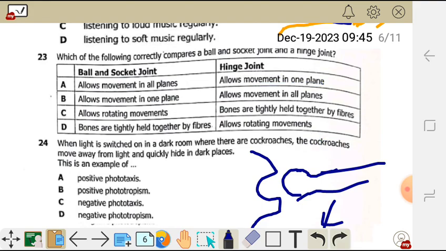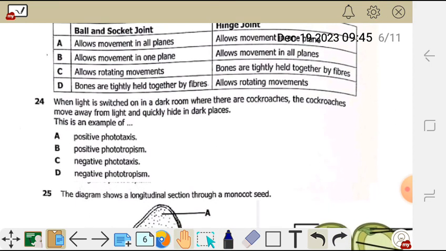We move on to question 24. Question 24 reads, when light is switched on in a dark room where there are cockroaches, the cockroaches move away from light and quickly hide in dark places. This is an example of A, positive phototaxis, B, positive phototropism, C, negative phototaxis, and D, negative phototropism.